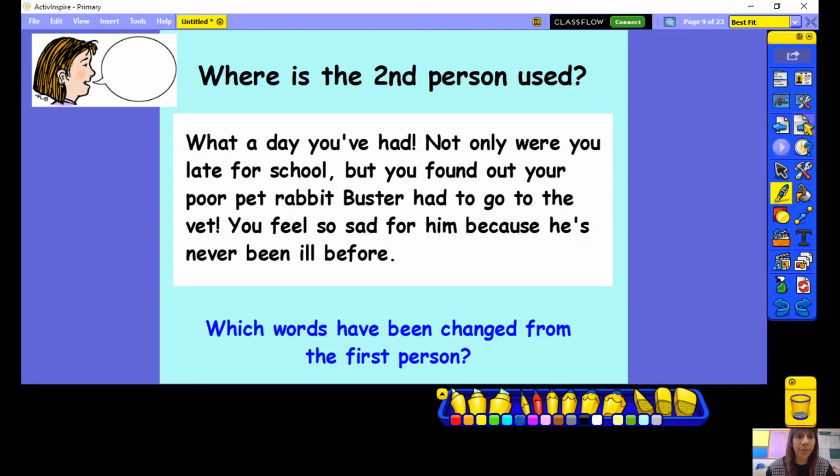Not only were you late for school, but you found out your poor pet rabbit Buster had to go to the vet. You feel so sad for him because he's never been ill before. So again, press pause here and have a think about any words that have now changed to make it sound like we are talking and narrating somebody else's actions.